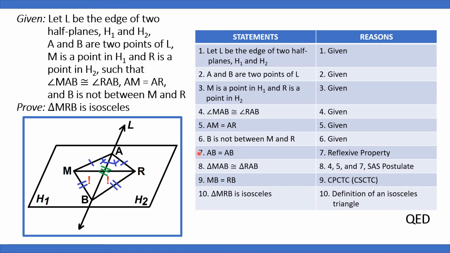Okay, statement 7. AB is equal to AB by reflexive property. And so, statement 8, triangle MAB is congruent to triangle RAB by SAS postulate while considering statements 4, 5, and 7. Statement 9, MB is equal to RB by CPCTC or CSCTC. Finally, triangle MRB is isosceles by the definition of an isosceles triangle. QED.